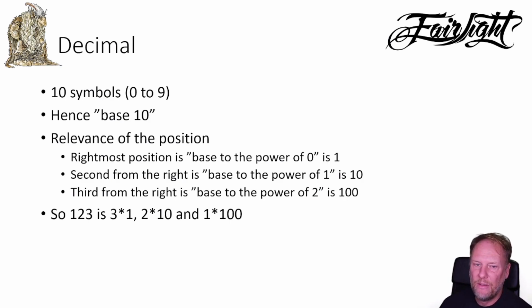From a more technical perspective, the rightmost position is base to the power of 0, and the second column is base to the power of 1, and the third is base to the power of 2. So if we take the number 123, we have 3 times 1, and then we have 2 times 10, and then we have 1 times 100. That gives you the number 123. It's quite easy to see it if it's decimal, and again, decimal is very convenient for us humans.